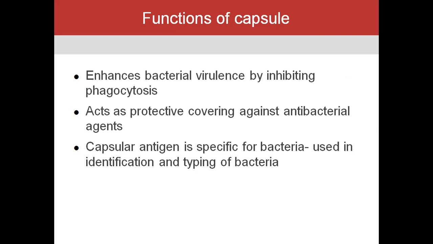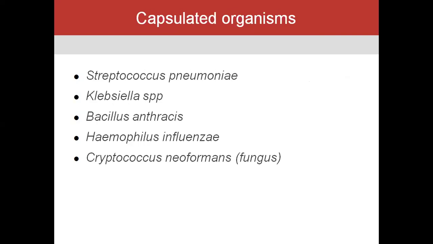The capsular antigen is specific for each type of bacteria, so the capsule is helpful for identification and typing of bacteria. These are the examples of capsulated organisms. For example, Streptococcus pneumoniae, Klebsiella species, Bacillus anthracis, Haemophilus influenzae, and Cryptococcus neoformans. The first four are bacteria, and the last one, Cryptococcus neoformans, is a fungus.